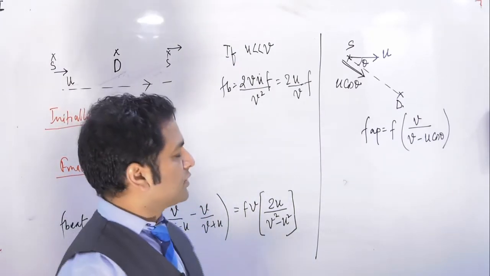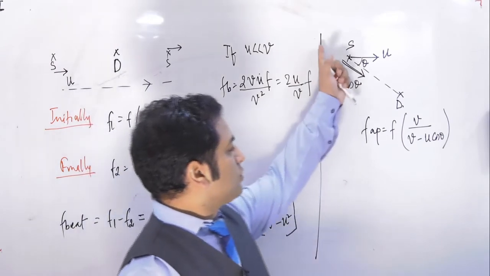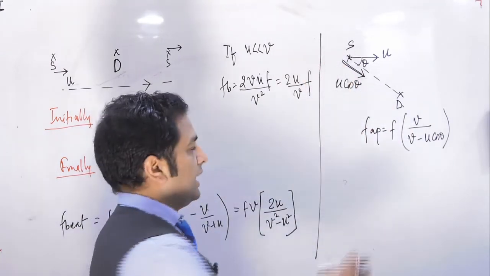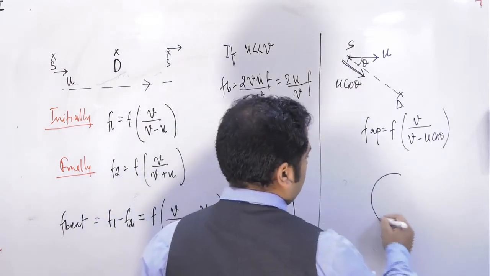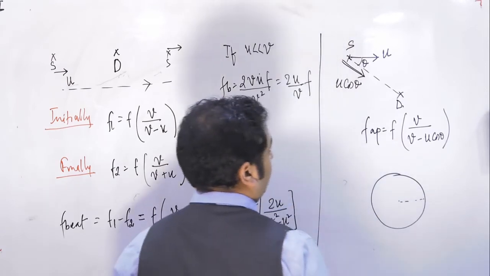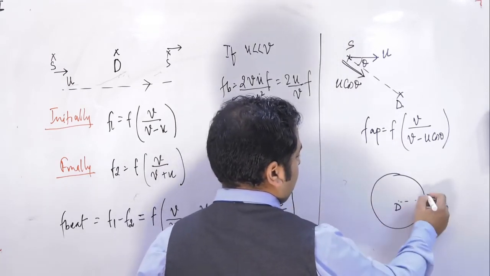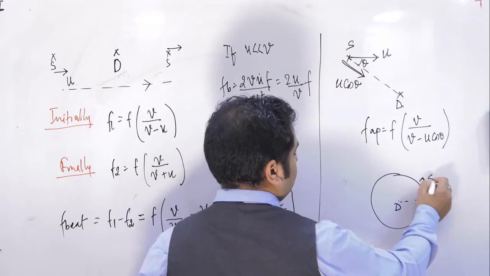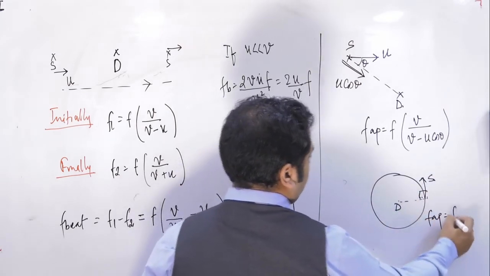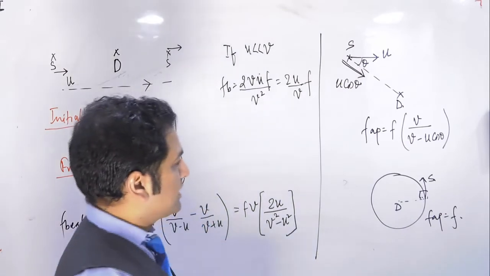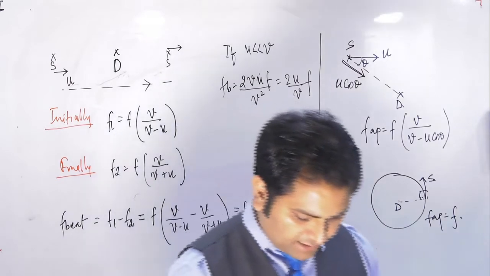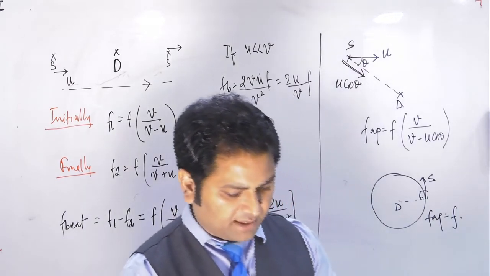This is the only difference you get because u cos theta is in this direction. That's the speed of the source. And continuing with the same thing, you would get this. Like here, if the detector is at the center and the source is moving, the angle is 90 degrees. You just need to put theta as 90 degrees, and you get F apparent equals F real.